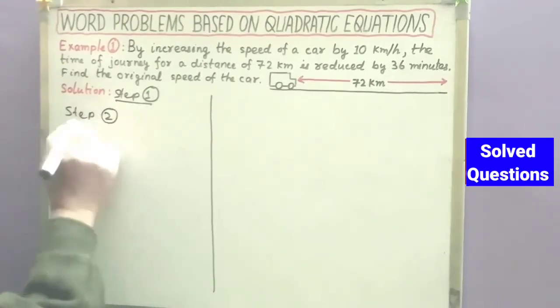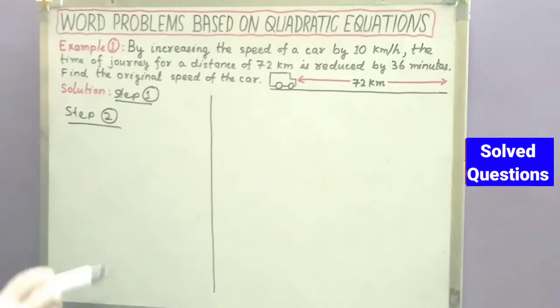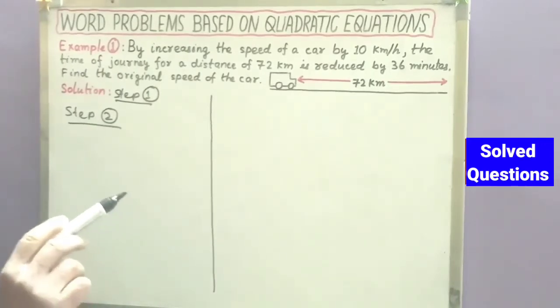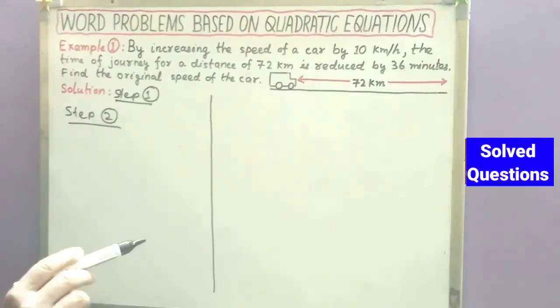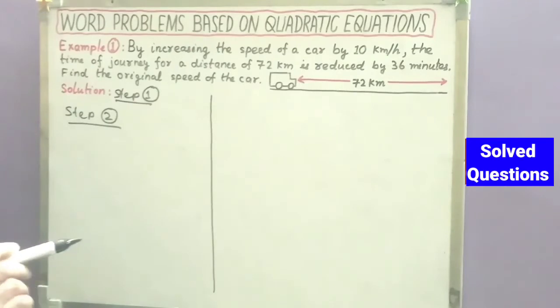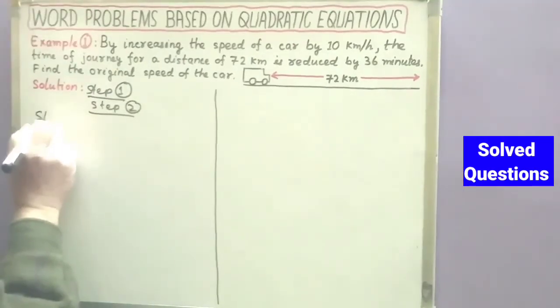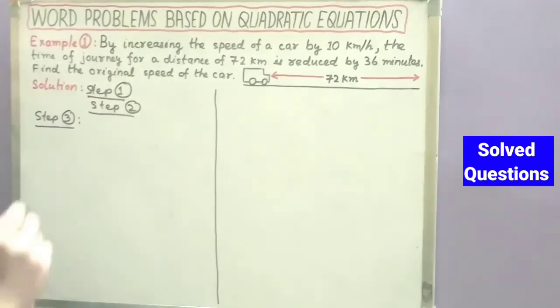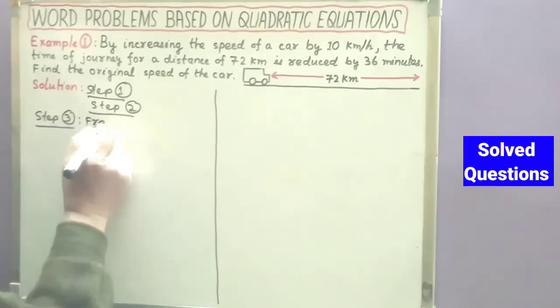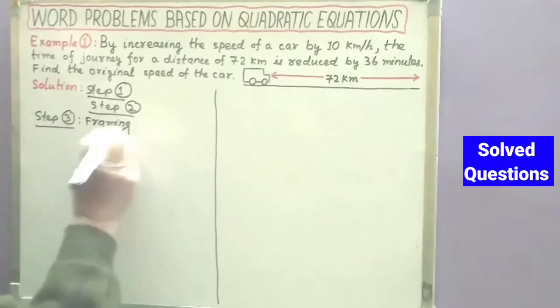Step 2. Consider the unknown quantity to be found out as a variable x. Let x km per hour be the original speed of the car. Step 3. Frame the quadratic equation as per the given statements.